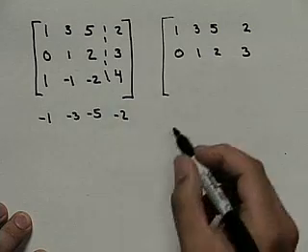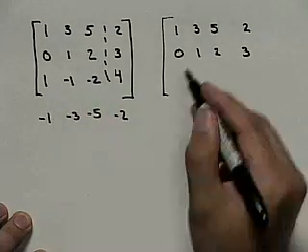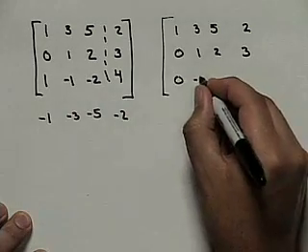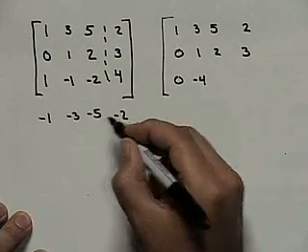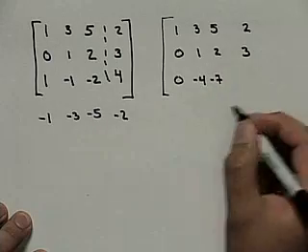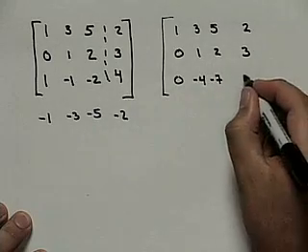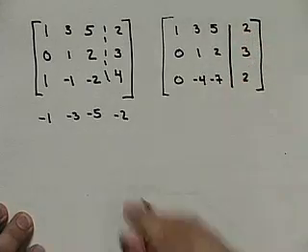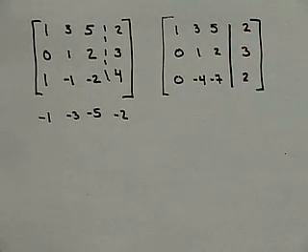And now adding that to the third row, 1 plus the negative 1 gives me 0. Negative 1 plus negative 3 is negative 4. Negative 2 plus negative 5 is negative 7. And then 4 plus negative 2 is 2. So the resulting matrix is the matrix that they asked us for.